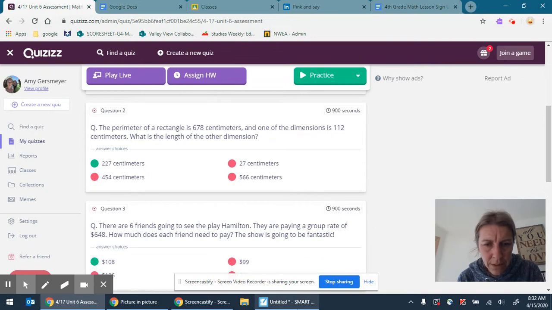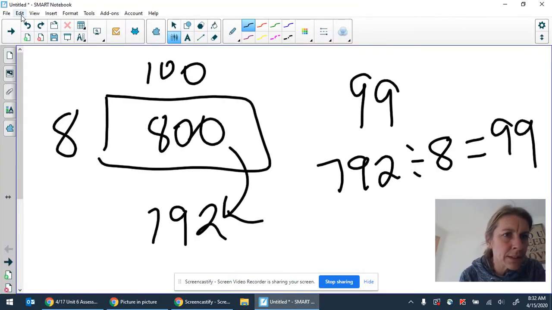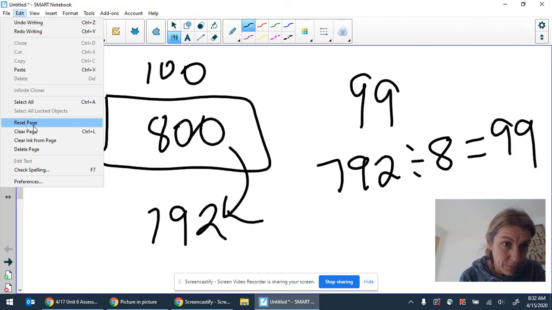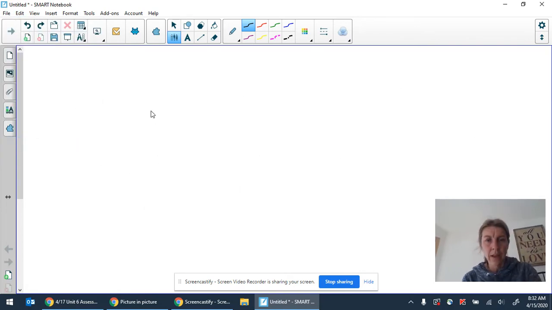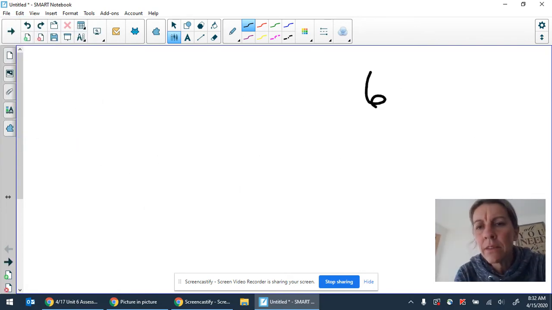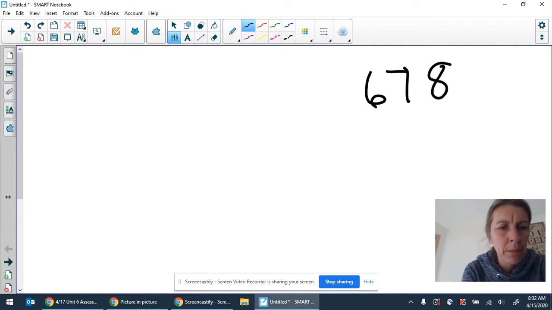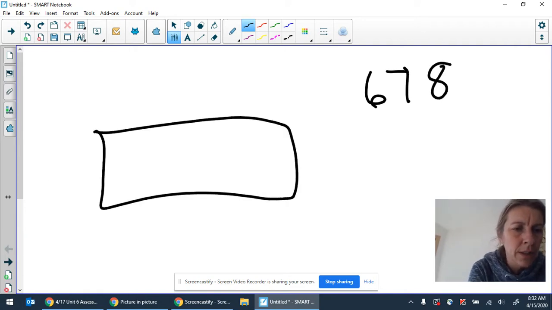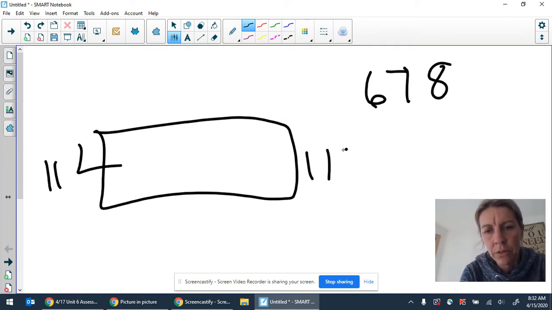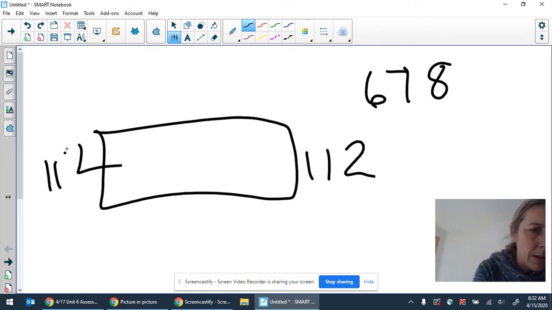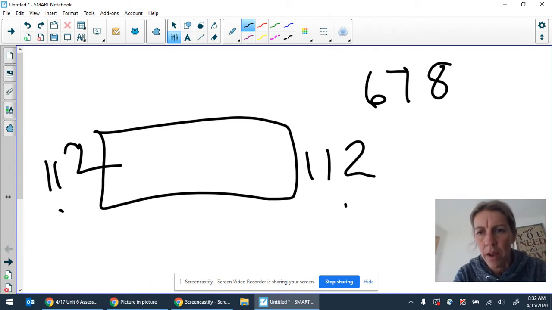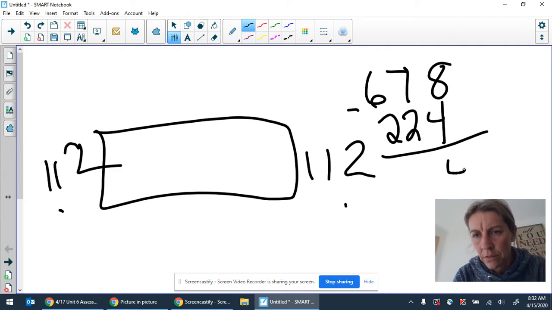678, 112, 678, 112. Let's clear this. Okay, I don't know what I just hit. 678. That's the perimeter. And 112 is one of the sides. I always like to picture it. So 112 plus 112 is 224. You can solve that however you want. So 224, let's subtract that. We'll just use the standard algorithm here.